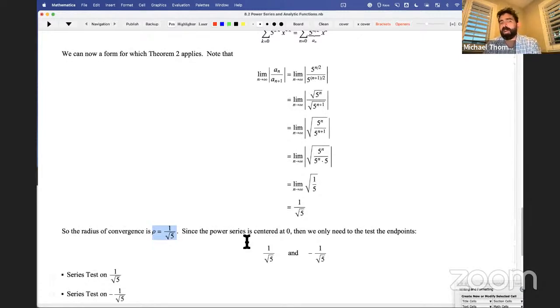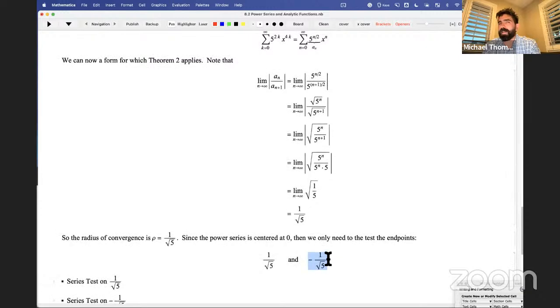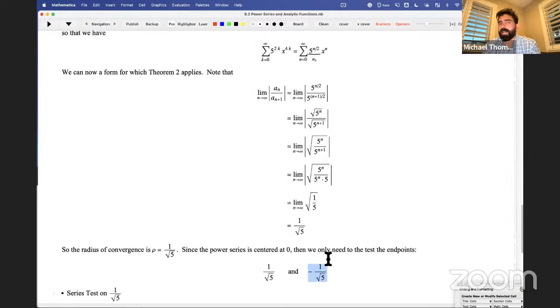But we still need to know the endpoints. So the two endpoints would be positive 1 over square root of 5 and negative 1 over square root of 5. So how do you suggest we take care of these points? What are we going to do with these? Plug them in for your x. Yeah, exactly.